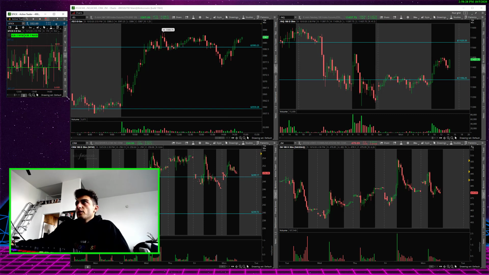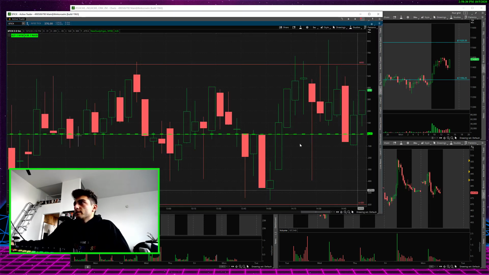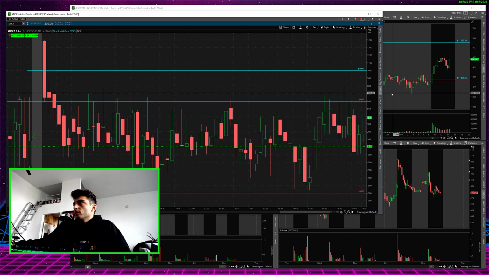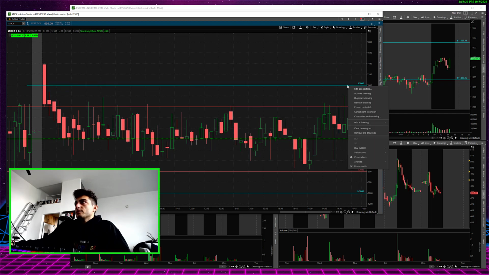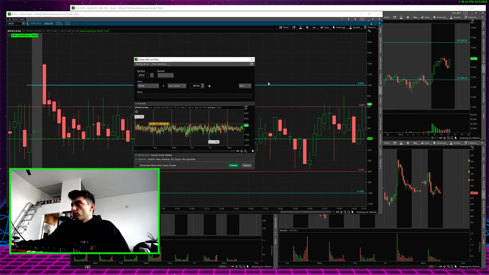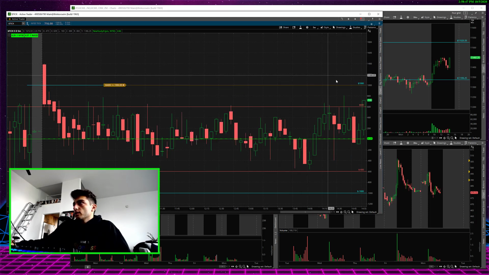Another thing that people like to do with the ticks is set alerts. Let's say we want to be alerted when the ticks are above 1,000. We'll just right click, create alert, put 1,000 in here, and then I'll simply get an alert when price is breaking above 1,000 on the tick reading.